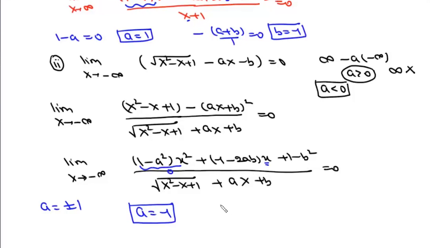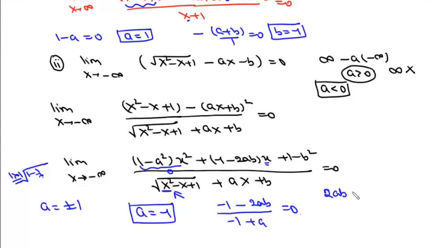Now coefficient of x in the numerator will be minus 1 minus 2ab upon, now here if we take x square common, then it will be this mod x into root of 1 minus 1 upon x, and this mod x is minus x, so it will be this minus 1 plus a, and it must be 0. Though in this question this minus doesn't make a difference, most of the people make a mistake when they go to write this coefficient of x in the denominator. Now from here we can write 2ab is equal to minus 1, then value of b is equal to 1 by 2. So for the second one, a is minus 1 and b is 1 by 2.